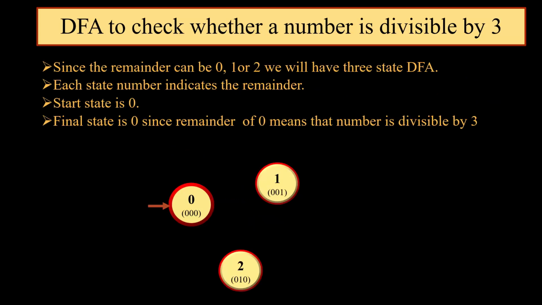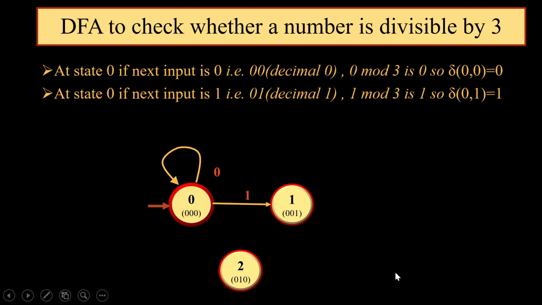Now we come to the DFA to check whether a number is divisible by 3 or not. Again, following the same procedure, if we have to check any number divisible by 3, we can have only 3 remainders, that means 0, 1 or 2. The number on each state actually represents the remainder. Start state will be the final state, since remainder of 0 means that the number is divisible by 3. So, as in the previous case, we start with input from 0.